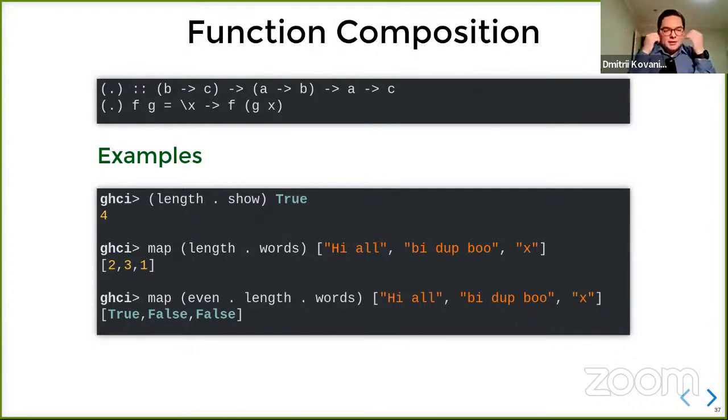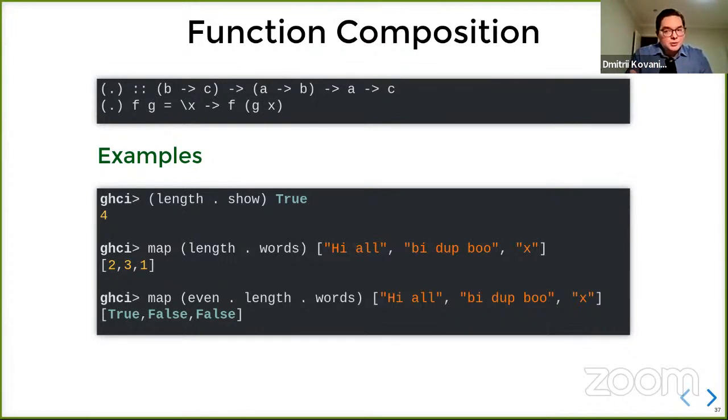So you see, this is length composed with show applied to true. So what is going to happen? We are going to run show first. So we are going to convert this true to a string of 4 characters, and then we are going to calculate the length of the string, and it will be 4. So it doesn't have lots of benefits for us now, but it's nice when you want to pass some higher order function to another higher order function.